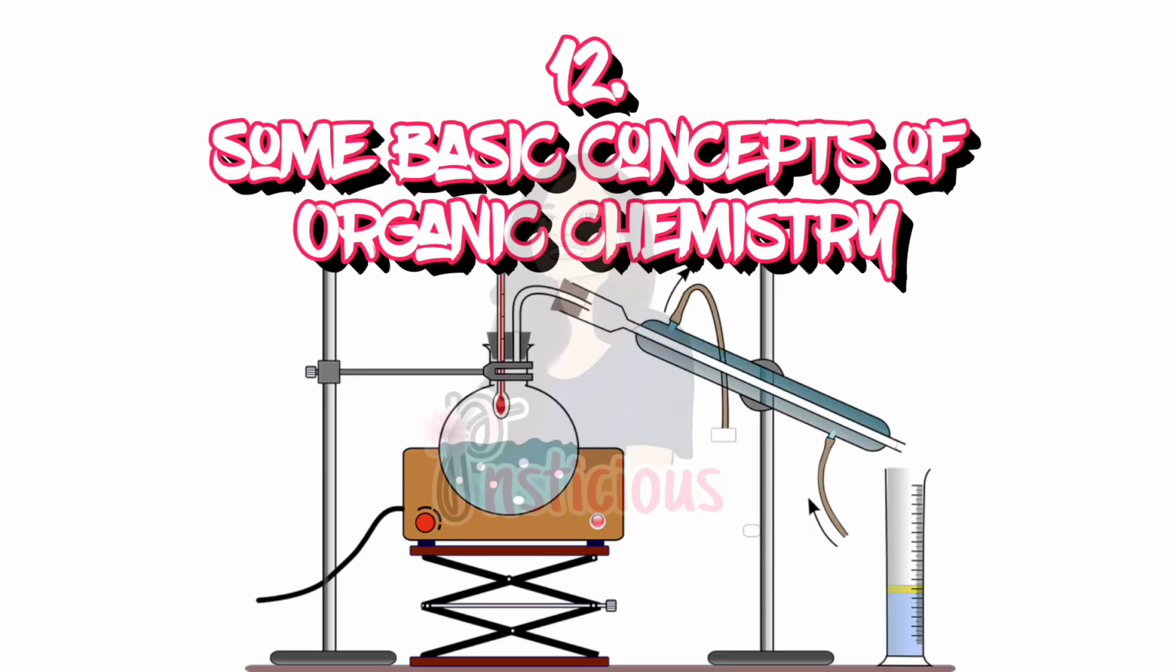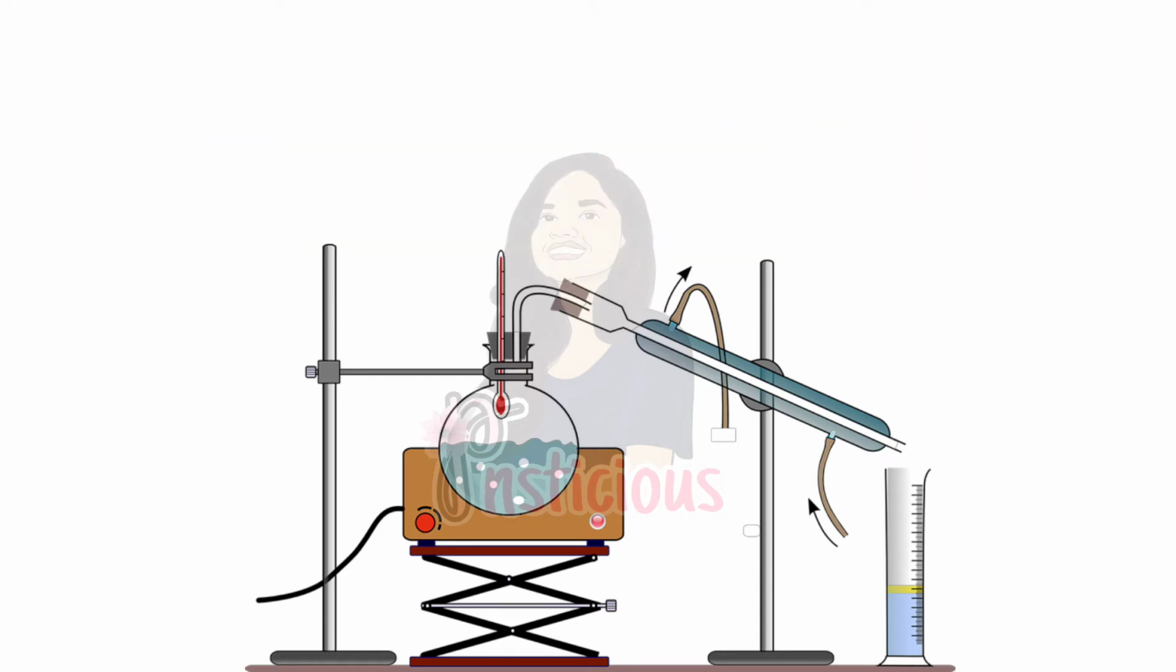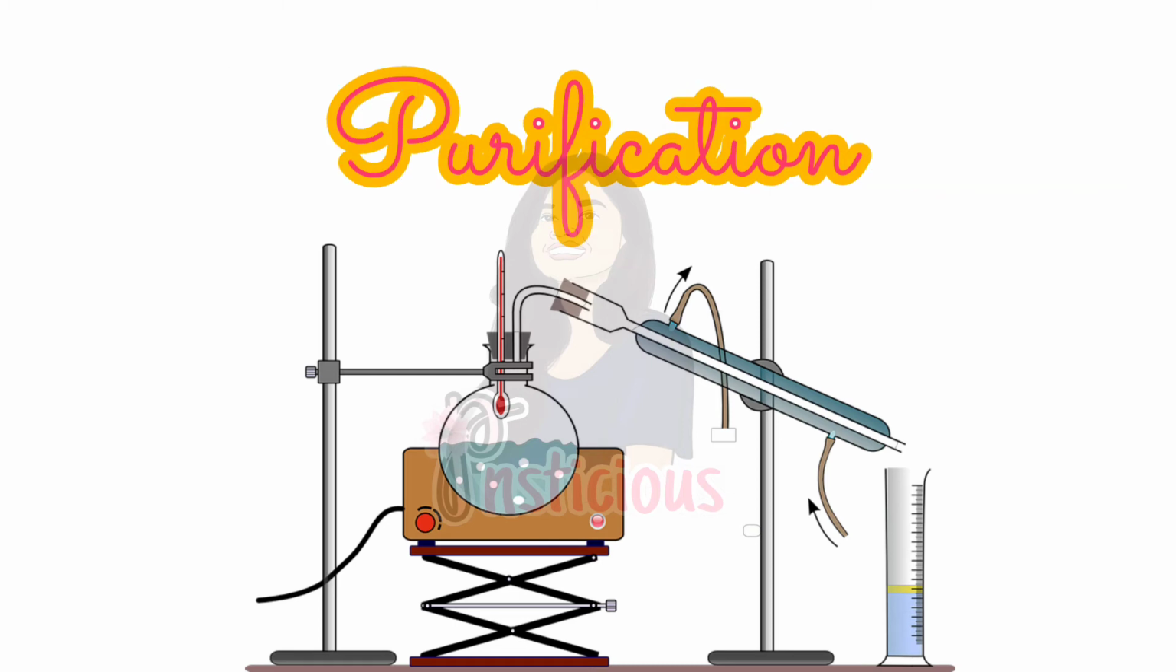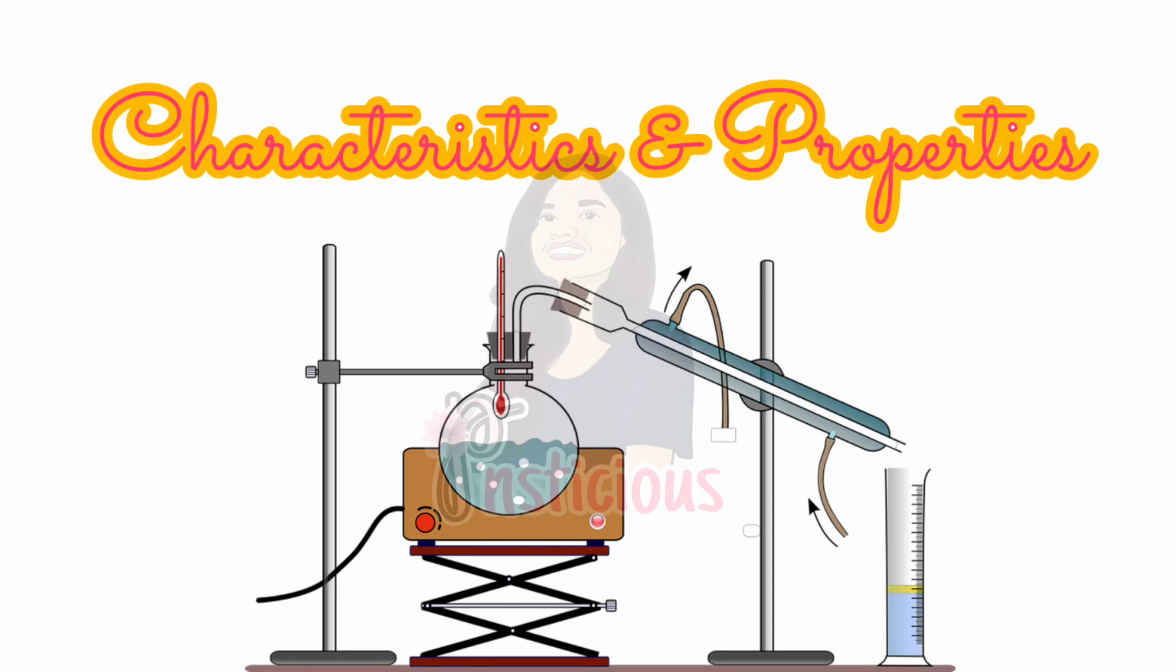The next chapter is unit number 12, which is Some Basic Concepts of Organic Chemistry. In this chapter, you will be introduced to the terms nomenclature, fundamental concepts, what is purification, what are the characterization and characteristic properties of organic compounds, etc.